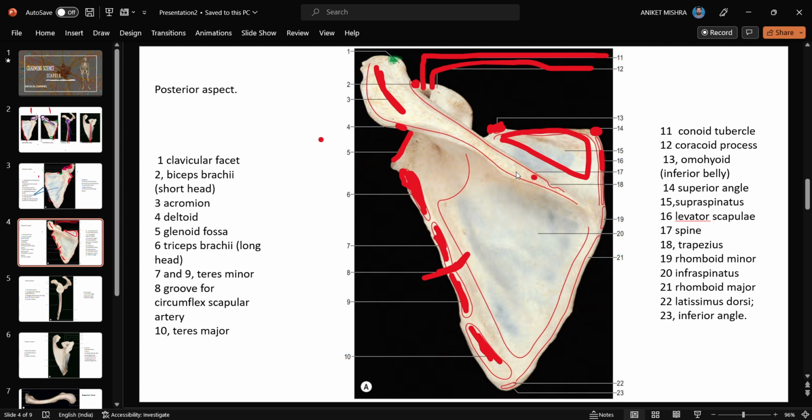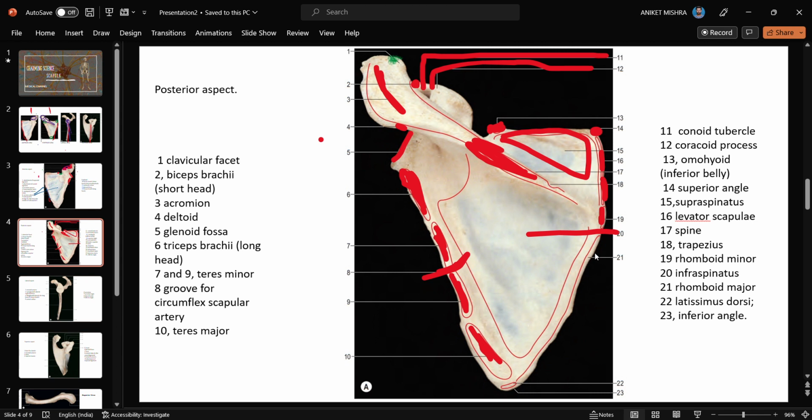17th one is the spinous process of scapula. 18th, it is the origin of, or we can say the insertion of, the trapezius muscle. 19th, rhomboid minor will originate from here. You can say insert, rhomboid minor will insert here. 20th, it's the place for the infraspinatus muscle.